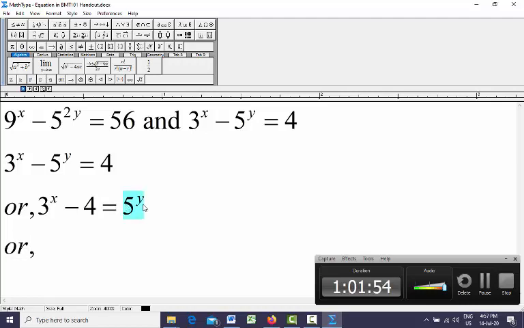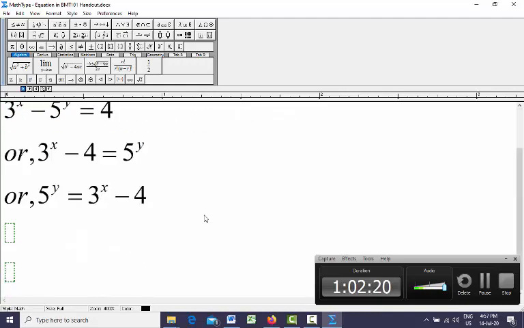So we can see 5 to the power y is equal to 3 to the power x minus 4, right? So 5 to the power y is equal to 3 to the power x minus 4. Now we will use this equation.